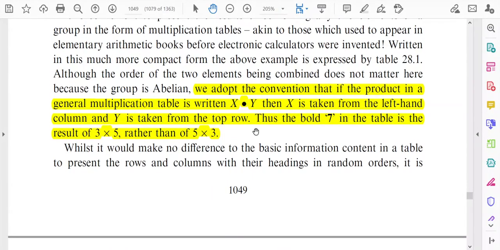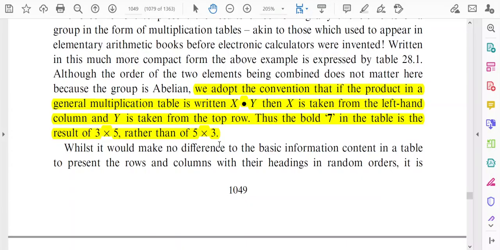So 7 in the table is a result of 3 into 5, but not 5 into 3. It is the convention that x should be taken from the left hand column and y should be taken from the top row. That is why 7 has been generated by the multiplication of 3 into 5, but it is not the result of 5 into 3, because of the convention only.